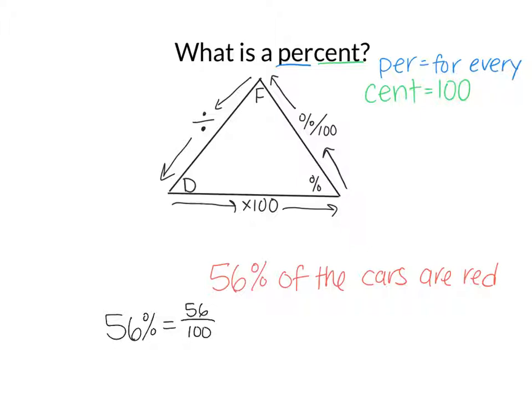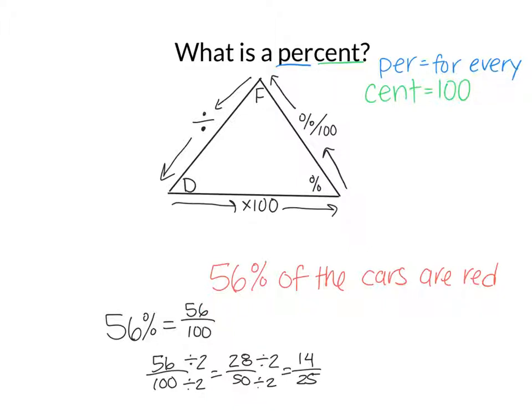I could also simplify this fraction. Divide both by 2, I get 28 out of 50. I can divide by 2 again and get 14 over 25. So 56% is also equal to 14 over 25. We can also take this now from the fraction to the decimal. We do that by dividing. We divide the numerator by the denominator, the top by the bottom.